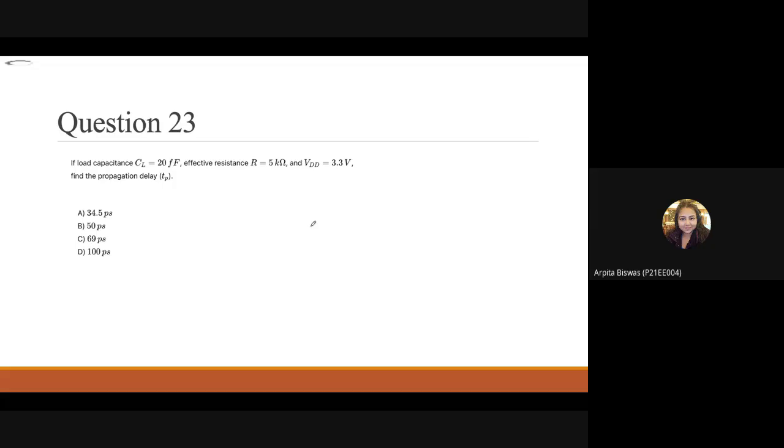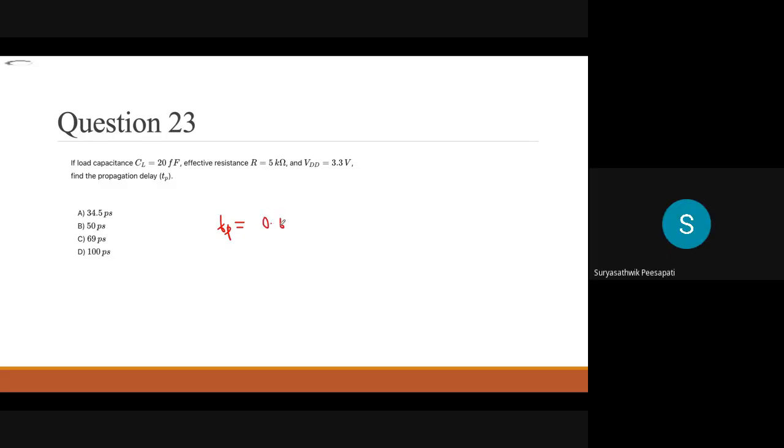Then question number 23: the load capacitance CL is 20 femtofarad, and the effective resistance and VDD are given. Find out the propagation delay. How to find it? Tell me the equations. Just try. Option D, ma'am. I'm giving the equation for how to calculate. Tell me how you have calculated this tp. What is the equation?